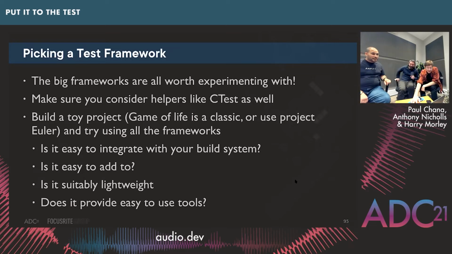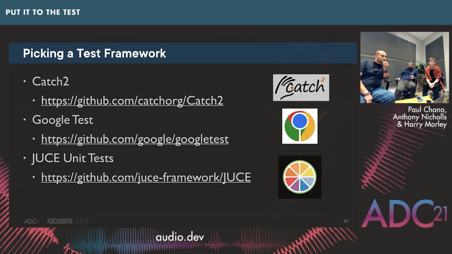Very cool. But yeah, in terms of the frameworks that are out there, the big ones are Catch2, Google Test, and the Juce frameworks, if you're using Juce. I've used all of these on commercial projects, and I would say Catch2 would be the one that I would go to every time. It supports TDD, but it's definitely architected in a way that pushes you towards BDD.